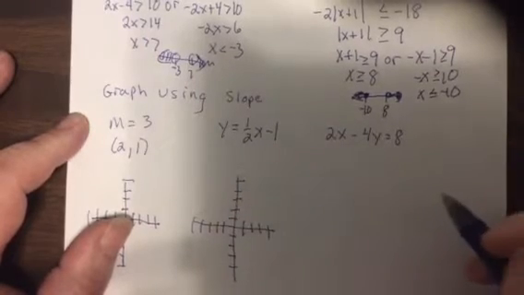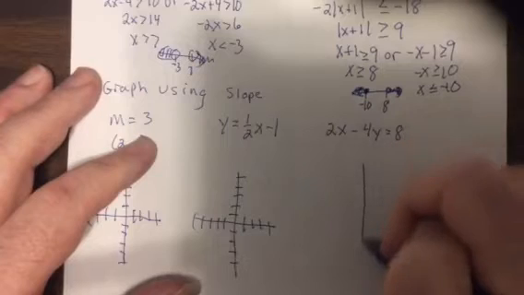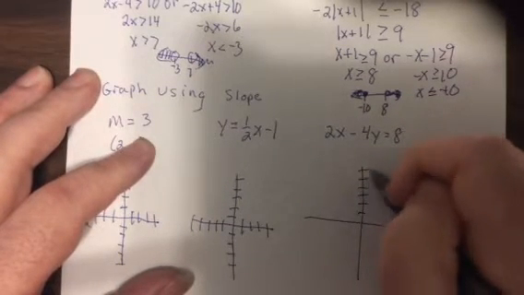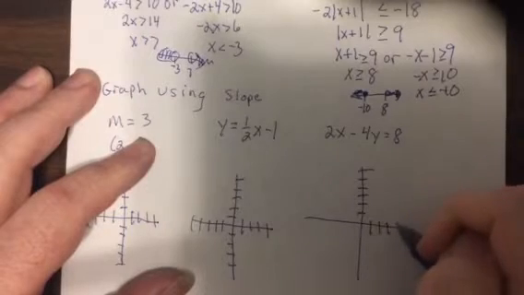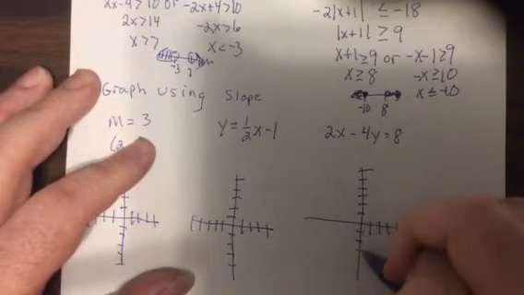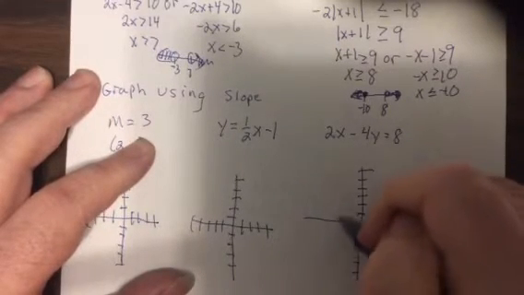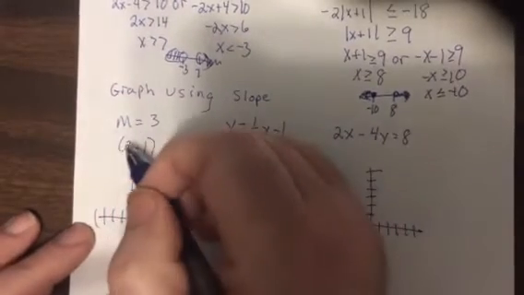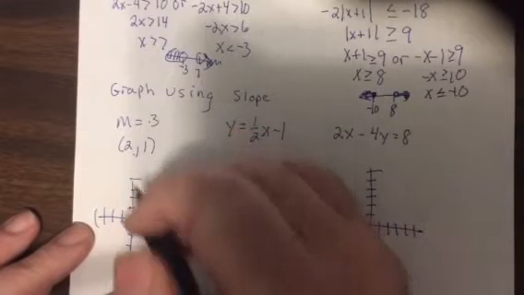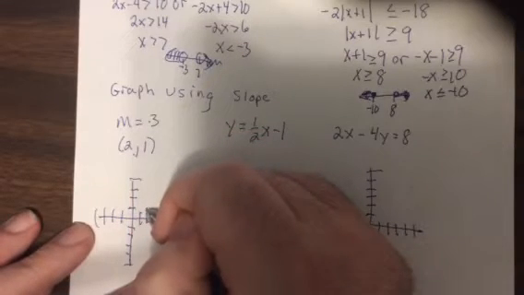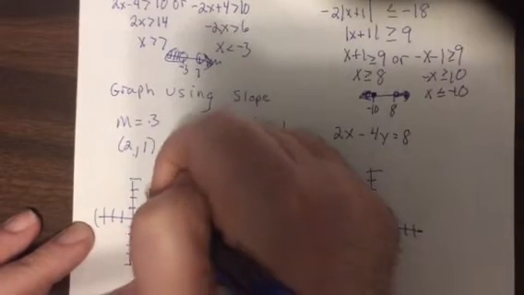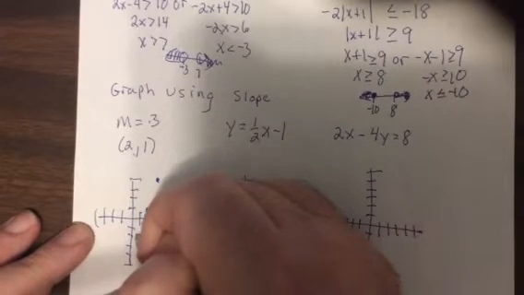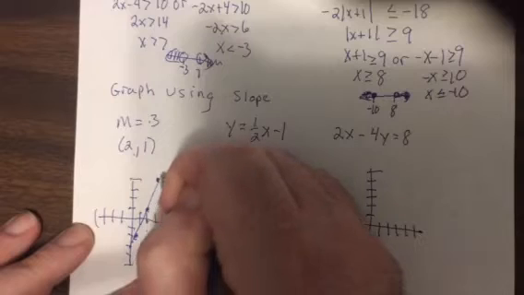But remember to find the intercept. To find the x-intercept, you put 0 in for y, and then solve it for x. To find the y-intercept, you put 0 in for x. But here we go. Slope 3, so it'd be over 1 up 3. Slope is 3, so up 3 over 1. Down 3, left 1.